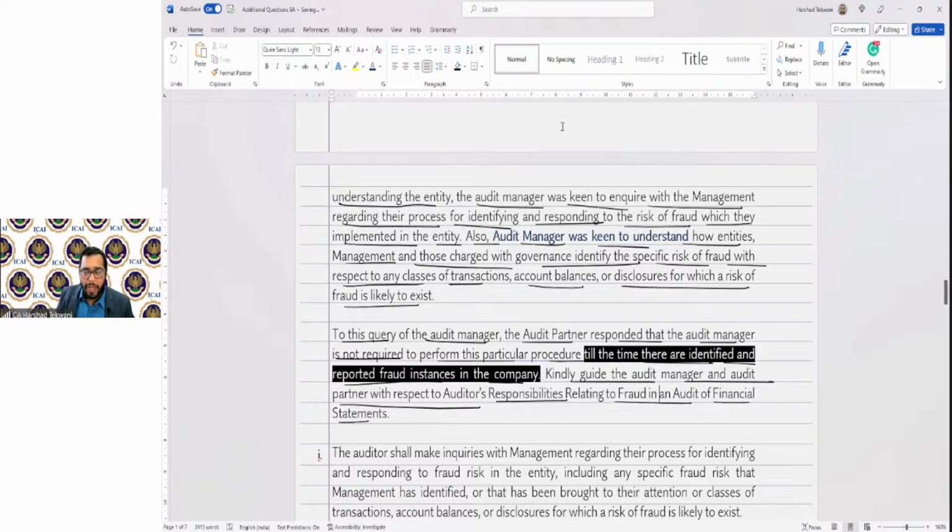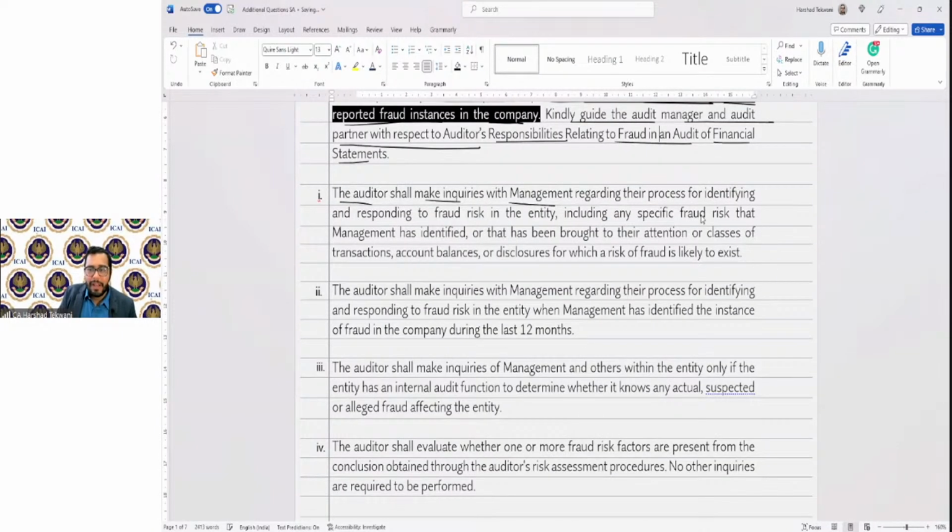So you need to guide with respect to the auditor's responsibility relating to the fraud. Now, first, the auditor shall make inquiries with management regarding their process for identifying and responding to the fraud risk in the entity, including any specific fraud risk that management has identified or that has been brought to their attention, or classes of transaction, account balances, or disclosures for which a risk of fraud is likely to exist.